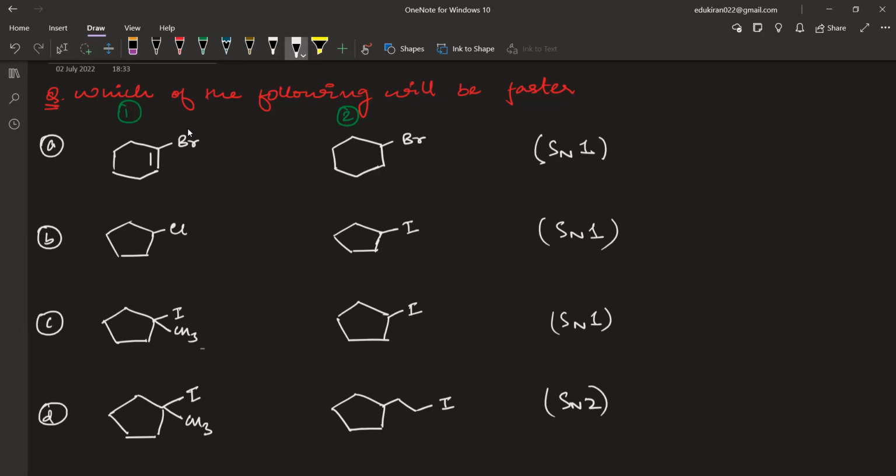CH3. What is the reason? Okay, what is your answer? Option number 2 will be faster. I am asking why. Why is 2 faster or why is 1 slower? कोई भी आंसर एक दे दीजिए. Both are fine. So one is slower because CH3 group is there. I think it won't affect. So I'm little confused in C1. I think the option number B is correct first.